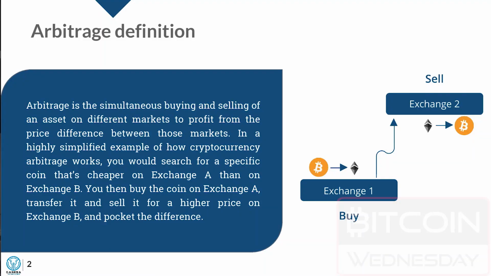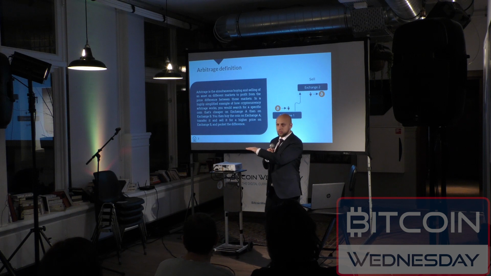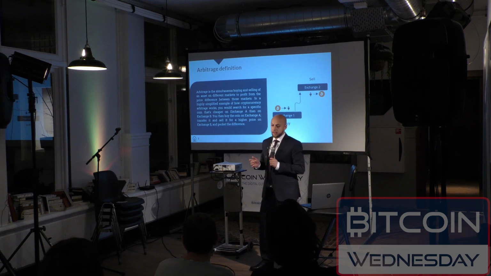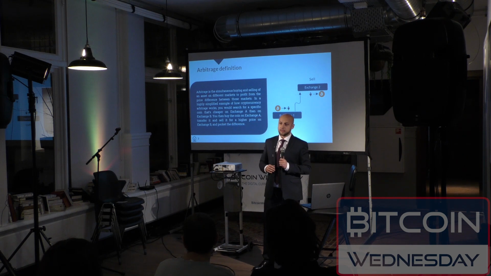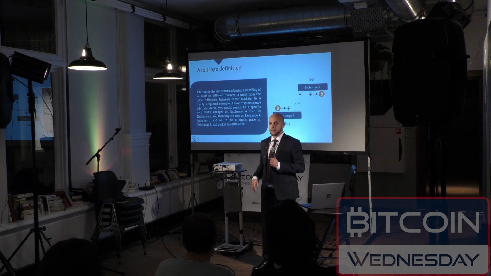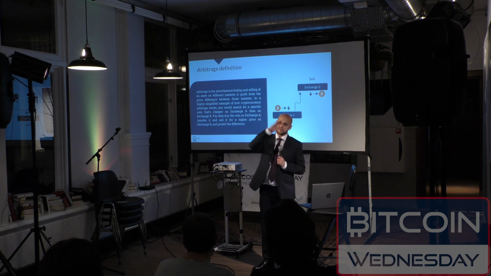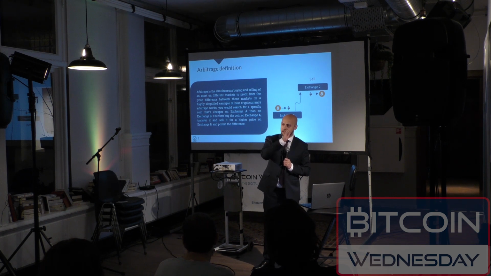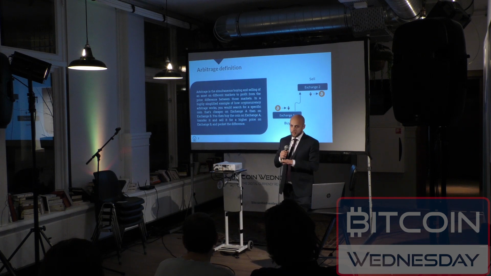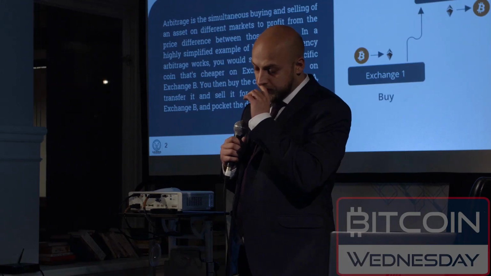For example, let's say we have apples in two cities. In one city we have an apple for $1. In the other city we have apples for $1.50. So we just buy apples where they are low, we transfer them where they are high, and we sell them at a profit. In a very simple way.